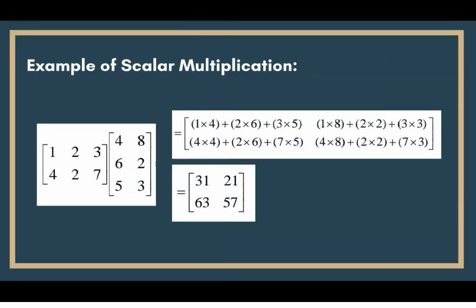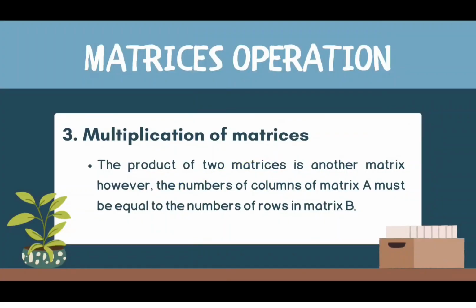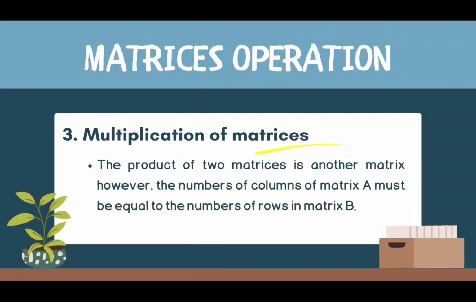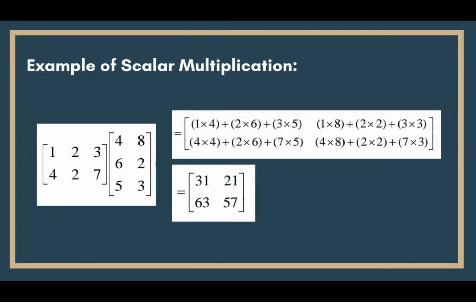Let's take a look at this example, wherein this matrix is a 2 by 3 matrix, and this matrix is a 3 by 2 matrix. Just like what I have said earlier, the number of columns of matrix A must be equal to the number of rows in matrix B, which means that these matrices have met the condition. Since the number of rows in matrix A is 2 and the number of columns in matrix B is 2, it will give us a 2 by 2 matrix as a product.